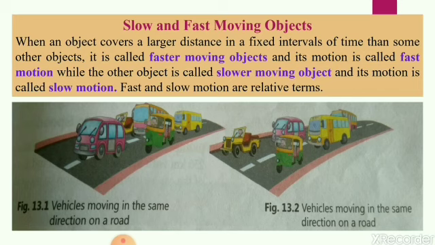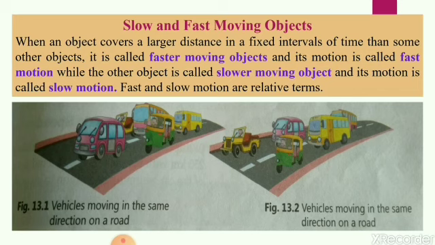The object which covers longer distance in that fixed time is called a faster moving object, and its motion is called fast motion. And the object which is covering shorter distance in that fixed time is called a slower moving object, and its motion is called slow motion.